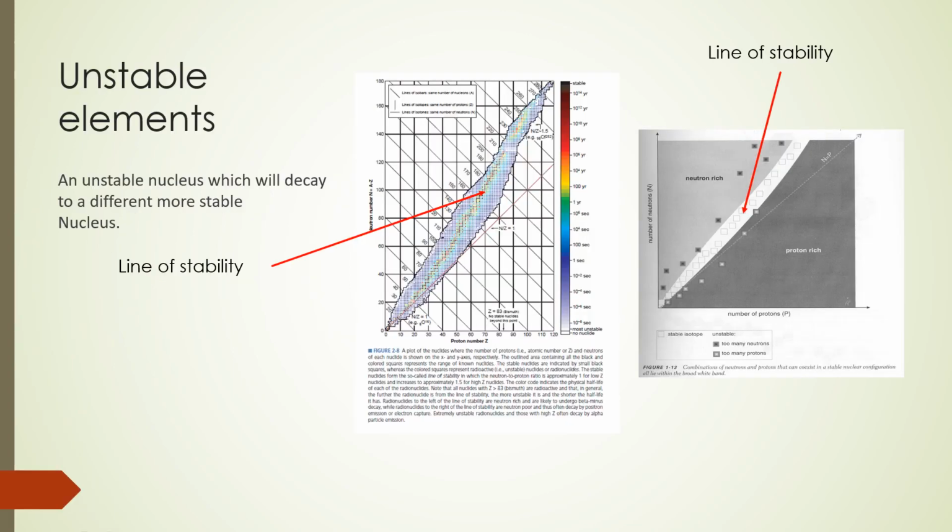Unstable nuclei would decay to a different, more stable nuclei and emit radiation in the form of alpha particles, beta particles, or gamma rays in the process. The chart shows the line of stability and the division between proton-rich and neutron-rich elements. The neutron to proton ratio is close to 1 for the low Z elements and increases to about 1.5 for heavier elements. Elements further from the line of stability are more unstable and the half-life is shorter for those elements.